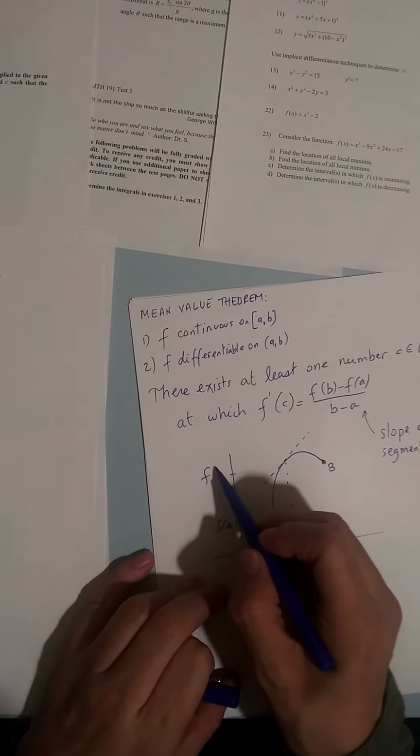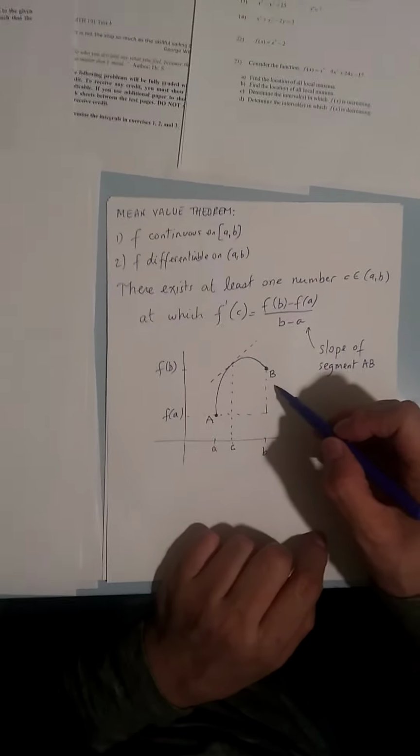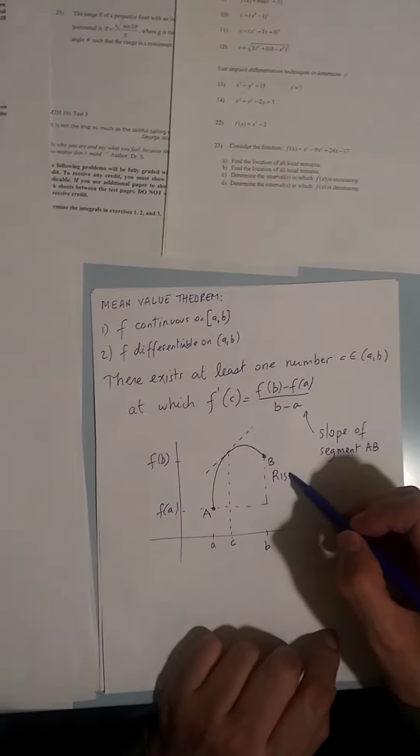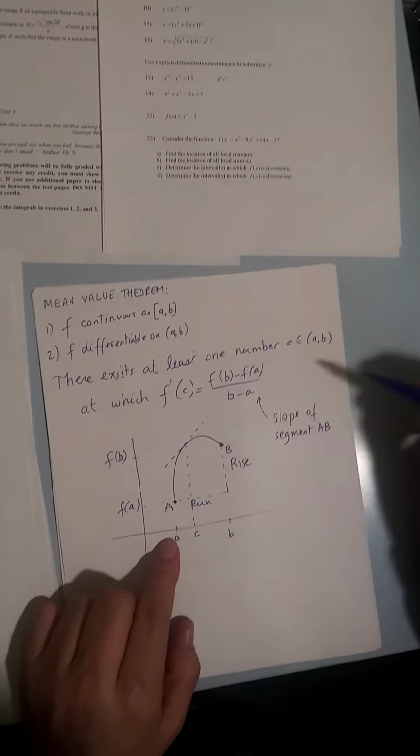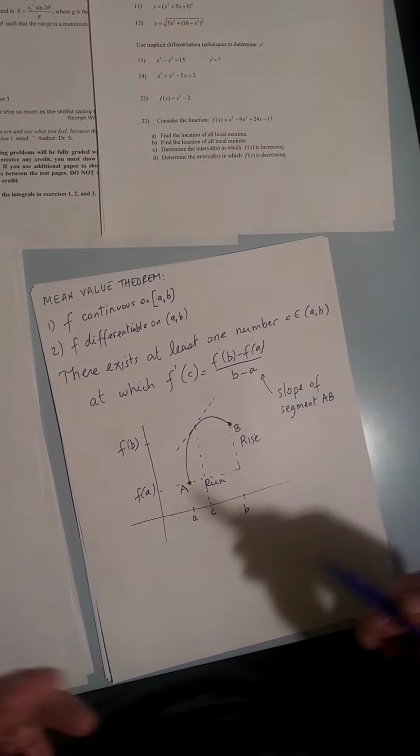f of b minus f of a is the difference, this distance here, and that's called the rise. b minus a is the difference between these two points. It's called the run. Rise over run happens to be the slope of the segment AB. So this is telling us that there exists at least one point between a and b at which the slope of the tangent is exactly the slope of this segment. So if I were to join these, the slope of this segment here is equal to the slope of this tangent to the graph, and that point c happens to be here.